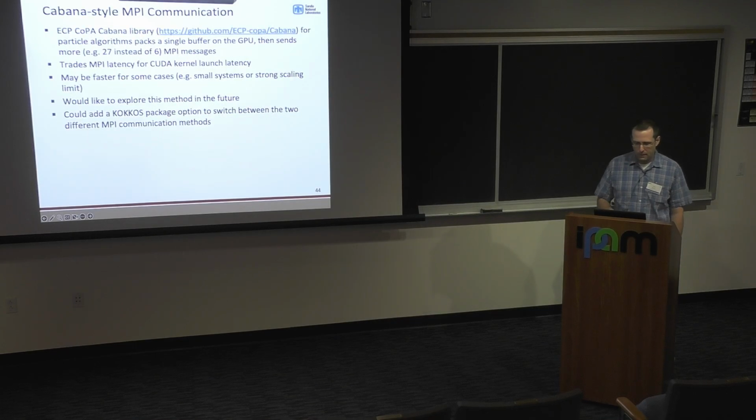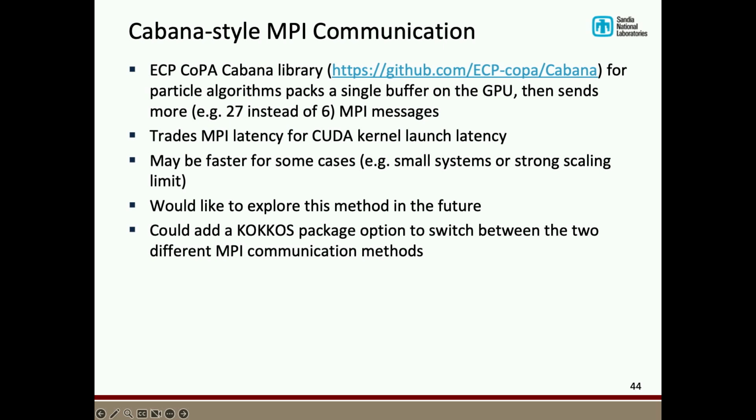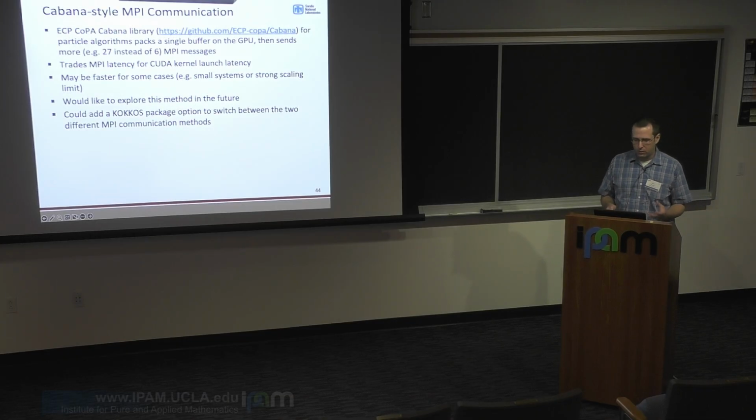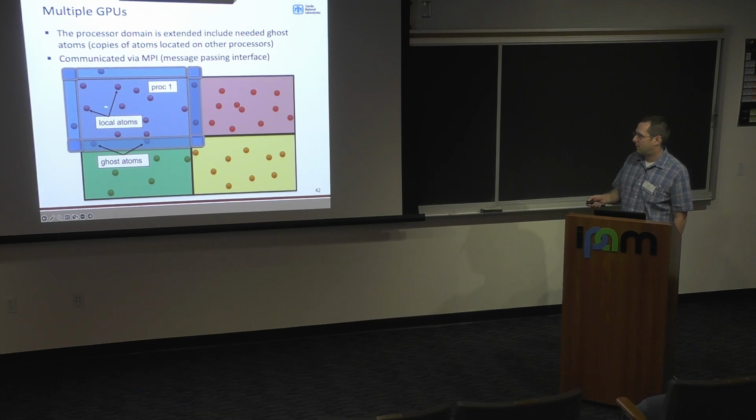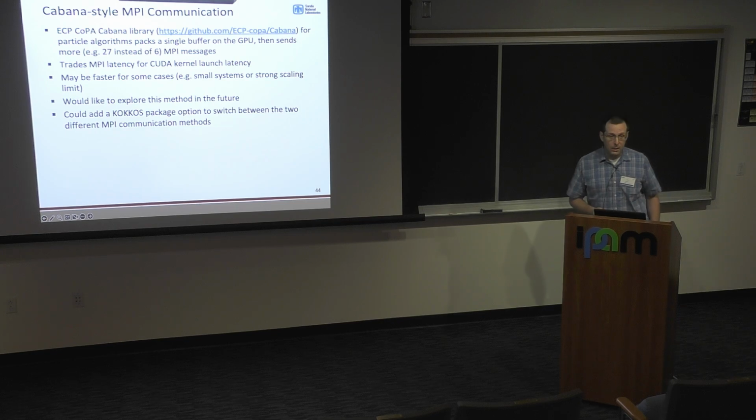So how can we get around this? Well, there's actually an ECP code called Cabana. It's a particle library that has several different algorithms for particles. The approach that they took is to pack a single buffer on the GPU, and then they send more messages, like the 27 MPI messages instead of 6. So basically, you're trading MPI latency for CUDA kernel launch latency. If we go back to this picture, they only pack one buffer, but they're sending to the corners in 2D instead of packing 4 buffers and sending to the neighbors. And so this may be faster.